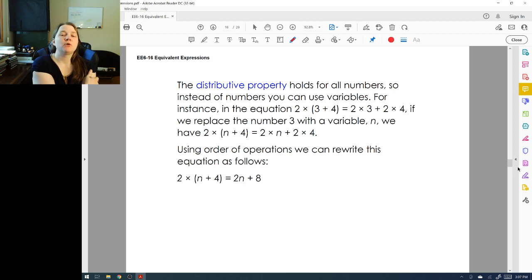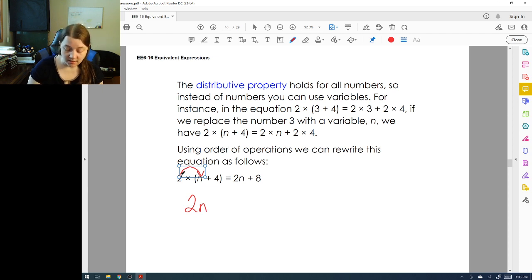The distributive property holds for all numbers. So instead of the numbers, you can also use variables which represent numbers. For example, in the problem, 2 times n plus 4. When I multiply 2 times n, that's just going to be written as 2n. Then I multiply 2 times 4. I know what 2 times 4 is. 2 times 4 is 8. So I'm going to write 8, and then I'm going to take that sign and put it in the middle.